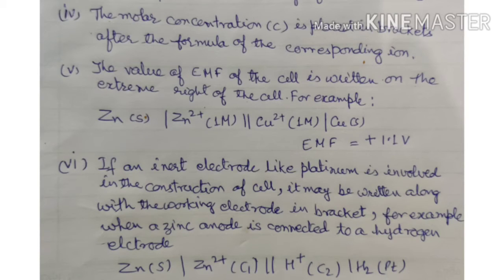Now the sixth point: if an inert electrode like platinum is involved in the construction of the cell, it may be written along with the working electrode in brackets. Say for example, when a zinc electrode is connected to a hydrogen electrode, we write Zn solid, Zn2+, and then H+ with concentration C2, and H2, Pt. So this is the representation of the electrochemical cell.